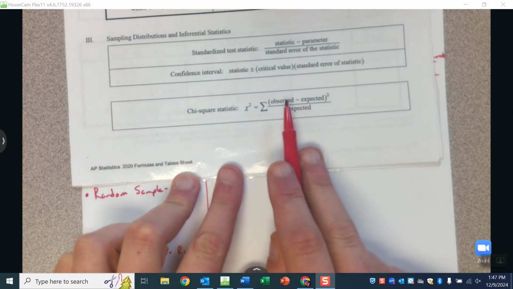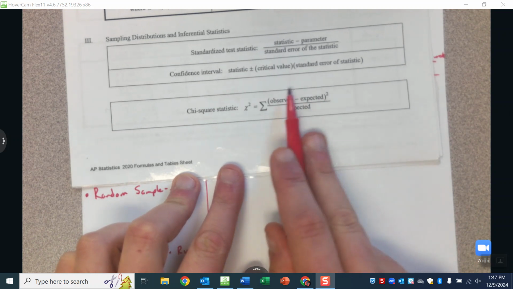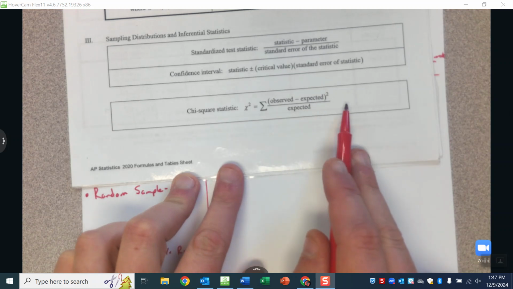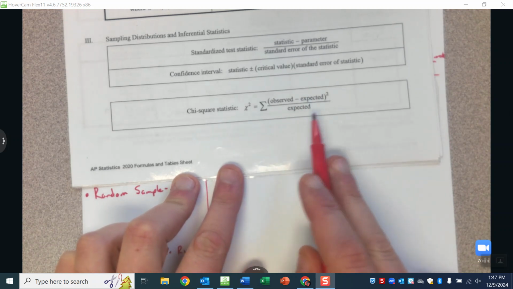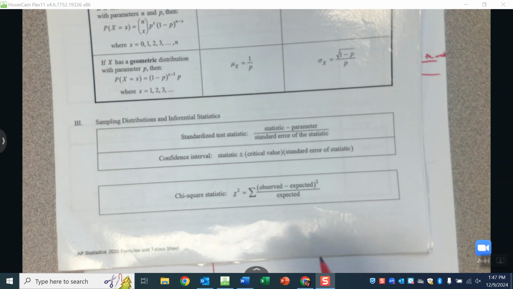Essentially what you're going to do is for each category, you're going to find the difference between your observed minus the expected squared over the expected. So you're going to do that for Monday, plus, and then you would do it for Tuesday, plus. Now, you don't need to show all of that, but that's what you would be doing by hand if you had to do this by hand.